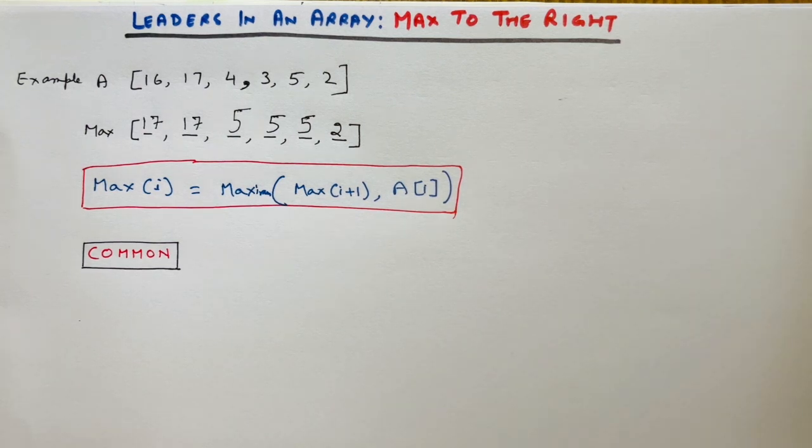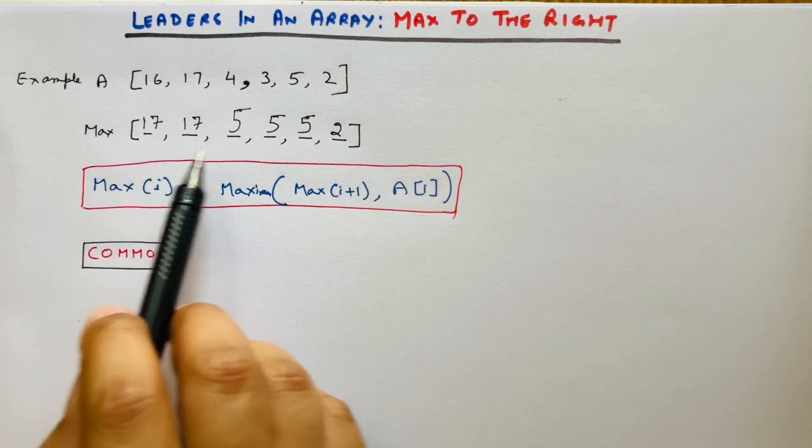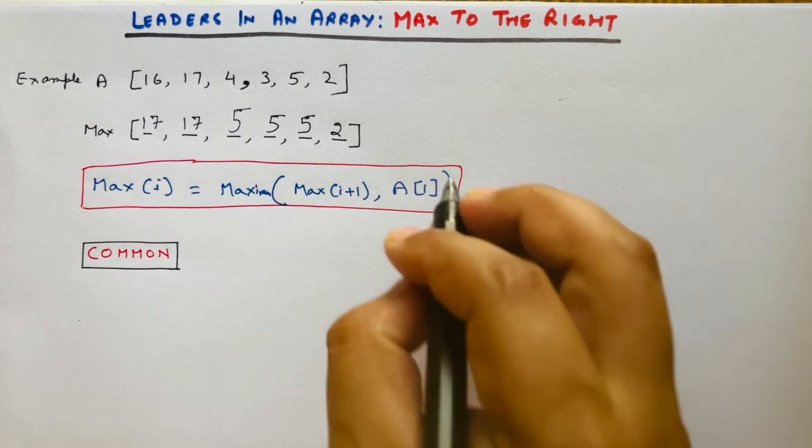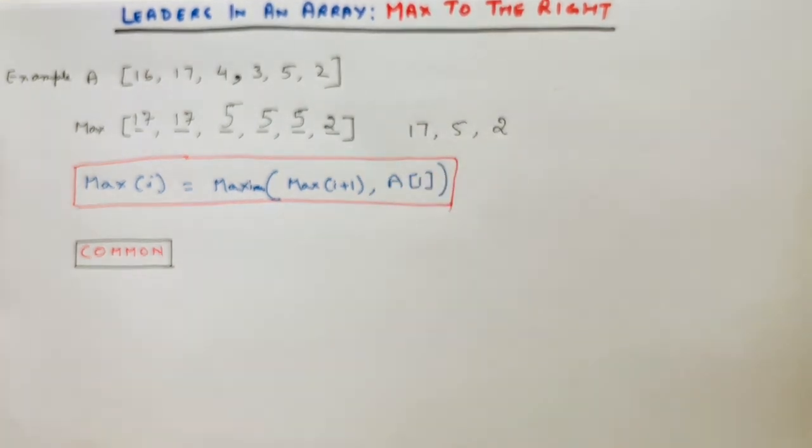But we can see just one problem here, that these elements are repeated. So we cannot just output this list. What we actually need is, we just need 17, 5 and 2. Okay.